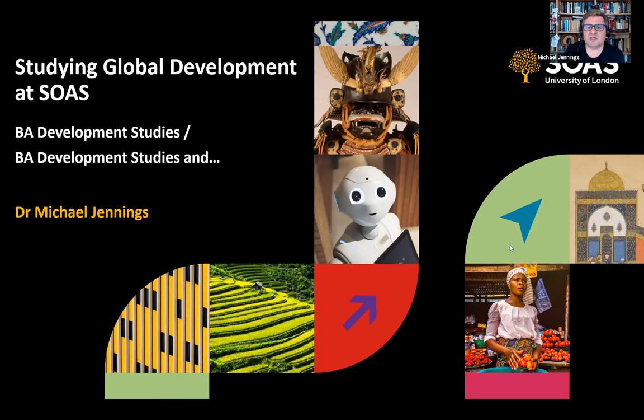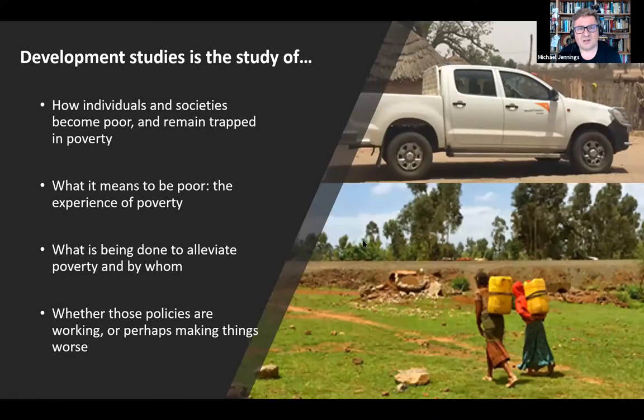So if we look at the global challenges that we're facing as a global community right now and over the next few years and decades, all of the biggest ones, I would suggest, are situated within the areas that we look at in the discipline of development studies. Our students are engaged with understanding how these huge challenges can be addressed, are being addressed and can be addressed through our program, thinking about how people are affected and who is being affected, and what responses are working or not working. So development studies is the study of, firstly, how individuals and societies become poor and remain trapped in poverty.